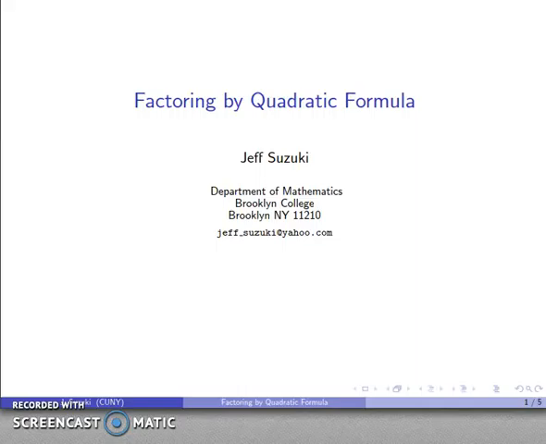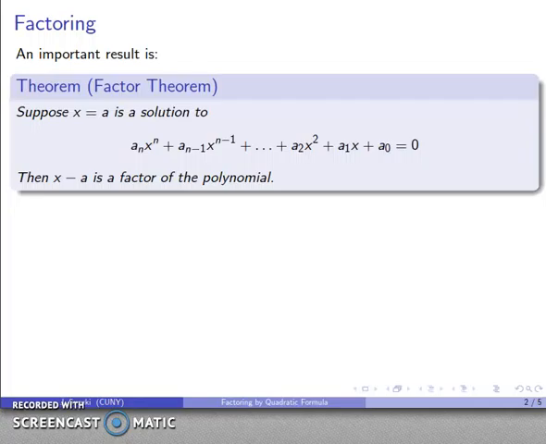One of the big topics in mathematics is factoring, and this is actually by far the hardest easy operation. It's the hardest thing to do that you can describe to somebody without a lot of background in mathematics. And fortunately, there are certain things that we can do that'll make this a little bit easier. And one of the things is we can rely on the quadratic formula. And this goes back to the factor theorem, which is the following.